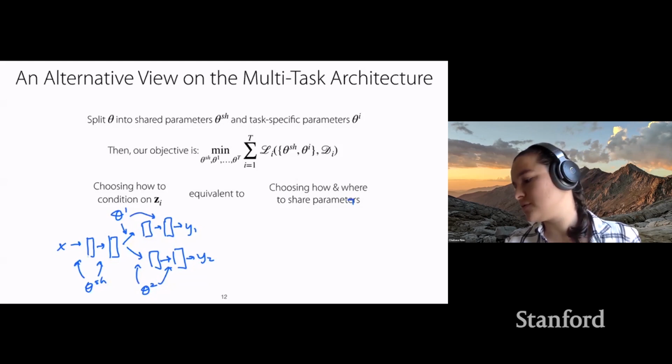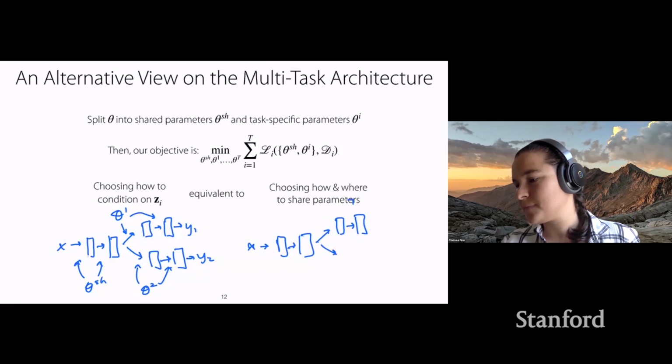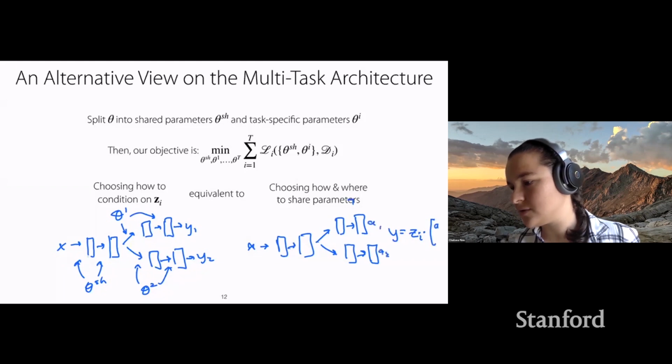You can also equivalently view this as a network that simply conditions on Z in a very particular multiplicative way, where you basically gate the two different outputs of this model. So for example, you set the prediction Y to be equal to Zi dotted with the vector A1 and A2.